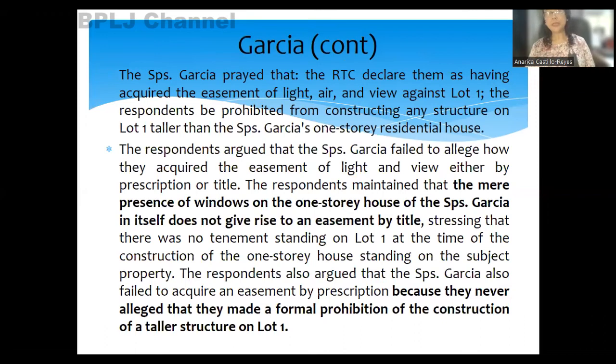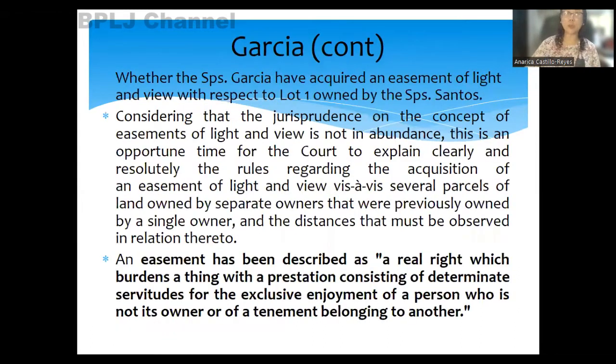The respondents maintain that the mere presence of windows on the one-story house of the spouses Garcia in itself does not give rise to an easement by title, because they never alleged that they made a formal prohibition of the construction of a taller structure on Lot 1.